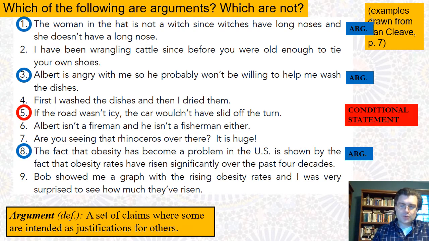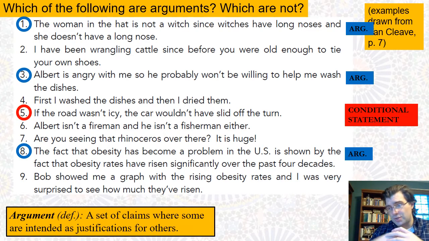Now 5 is a little bit tricky. Some of you probably did list this as an argument, but that would be a mistake. Let me explain why. So if we read 5 carefully, what it says is really just one claim. So the passage reads, if the road wasn't icy, the car wouldn't have slid off the turn. Think about what this is saying. It's not making two claims that the road wasn't icy and the car wouldn't have slid off the turn, right? That would be a mistaken reading. It's not saying two separate things.